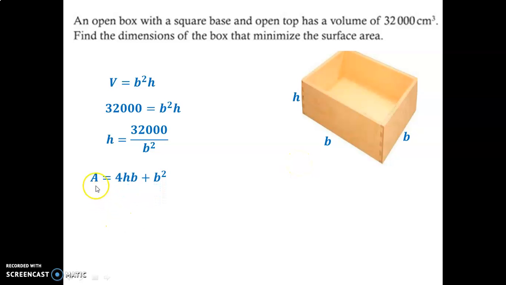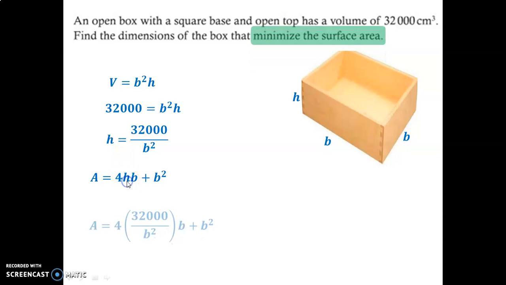Okay, here's what I have. Surface area is 4HB. Why HB? Okay, H times B is one of these sides. And then this one is also H times B because it's a square. So I have 4 of those sides that are HB, 4HB, plus B squared, which is the bottom. Okay, there's the whole surface. Now again, it has 2 variables. But in this previous equation, the volume one, I found H. That means I can substitute for here.